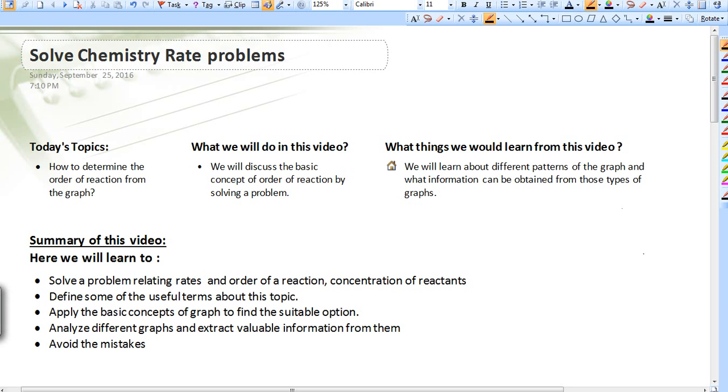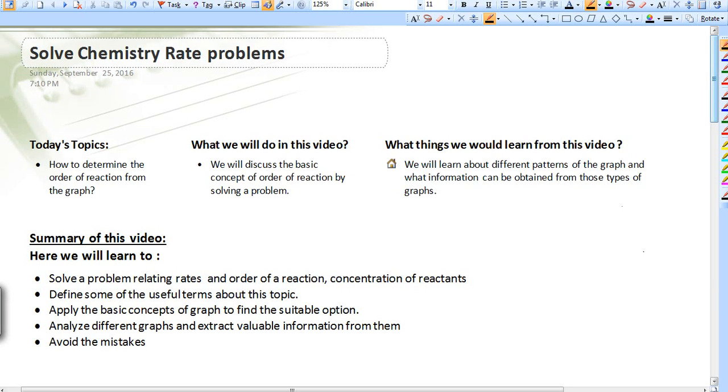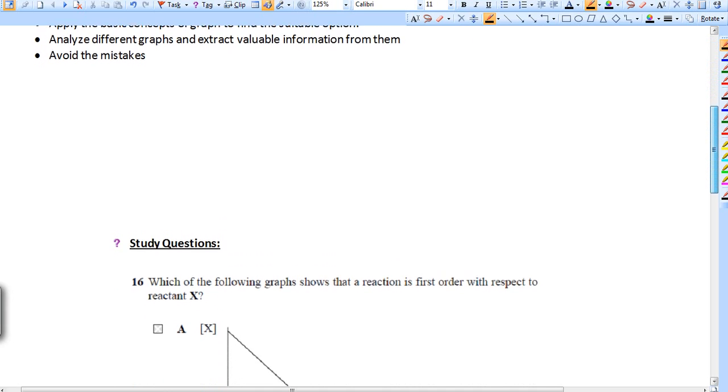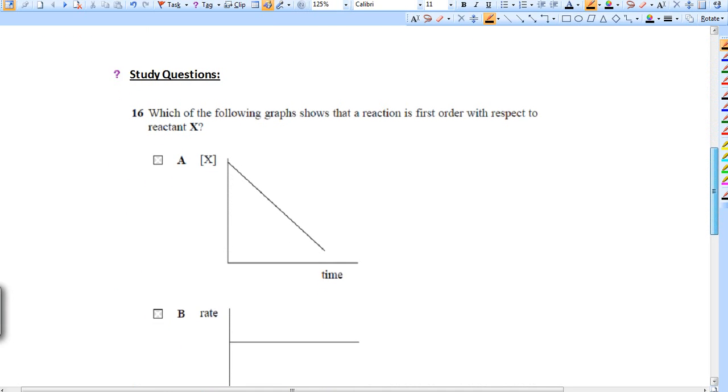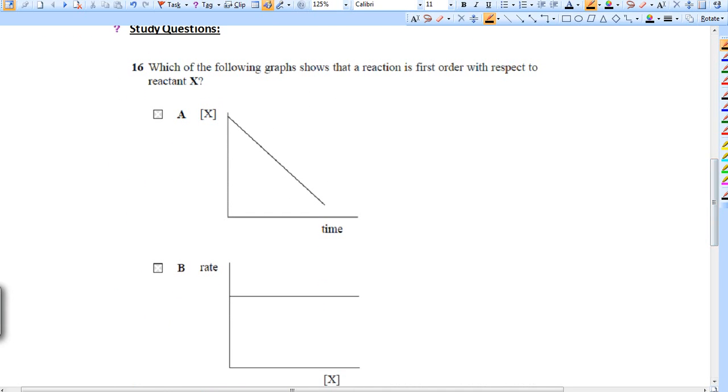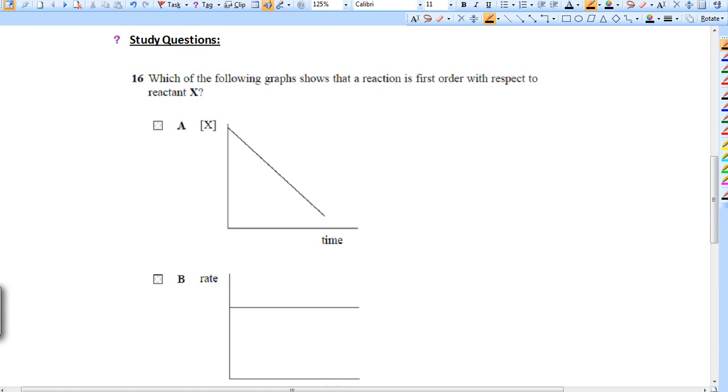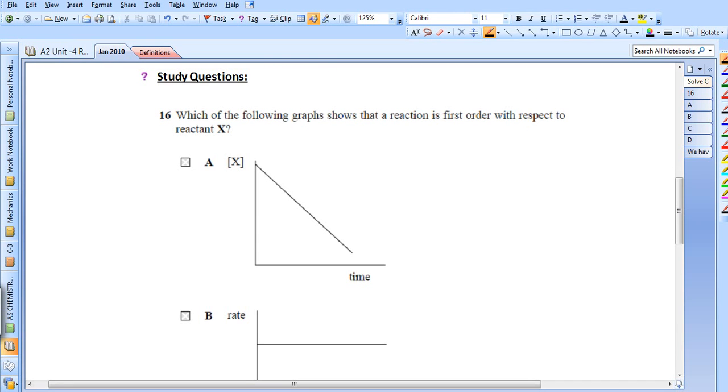Let us check the study question for today. So this is the study question for today: which of the following graphs shows that a reaction is first order with respect to reactant X? Let's solve this question.